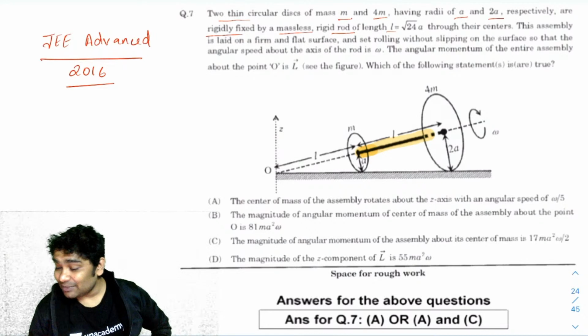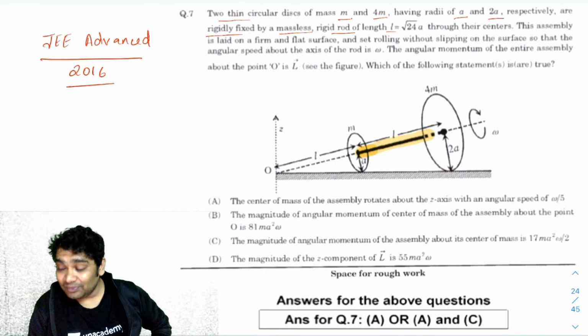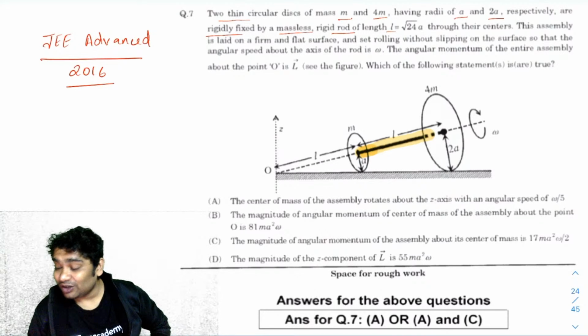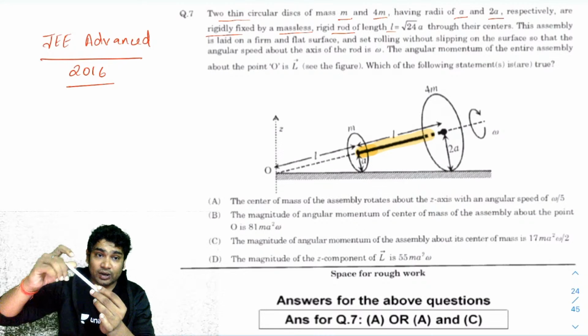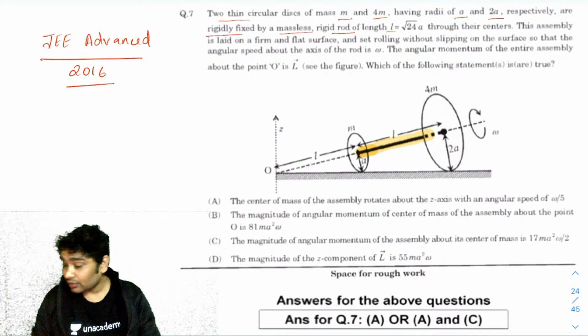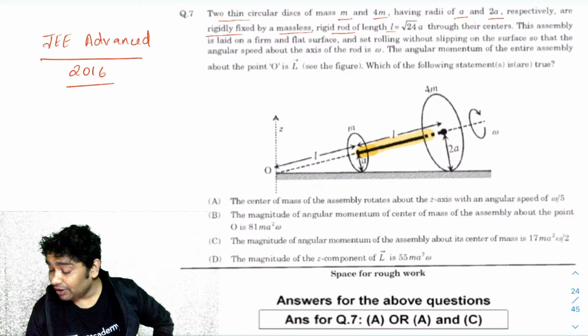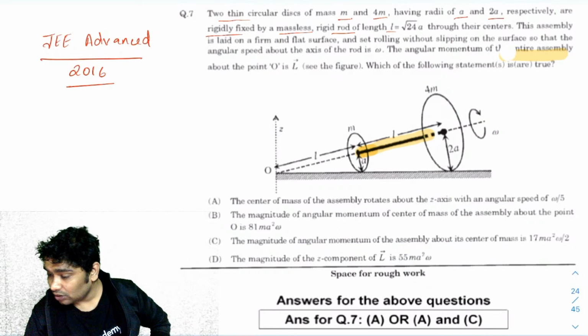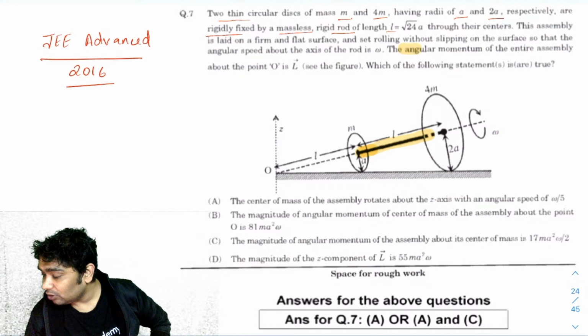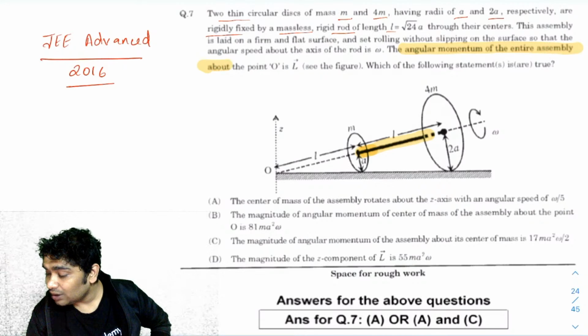Now, this says this assembly is laid on a firm and flat surface and set rolling without slipping on the surface so that the angular speed about the axis of the rod is omega. So imagine this is the rod and it is rotating about its axis with some omega. Now you have been told that the angular momentum of the entire assembly about O is L vector. Please note what it is saying. Where is O? Here is your O.